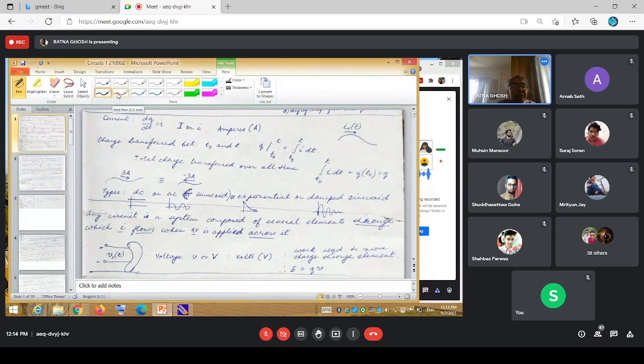I hope my pointer is visible, right? Yes, ma'am. So the current is dq by dt, and that is denoted by i. If you note here, this quantity q is in small and this i is also in small. That has a particular notation of its own, and the reason why we use it, I'll mention slightly later.